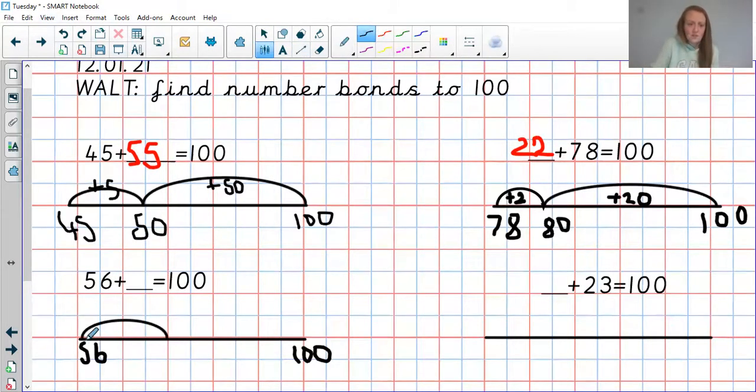Yep, you're right. If this was 50, the next multiple would be 60. So there's 60. And what have I had to add to get from 56 to 60? 56, 57, 58, 59, 60. I've had to add 4.